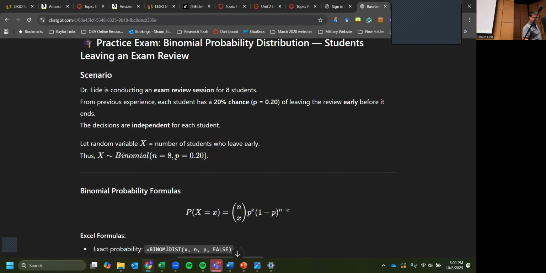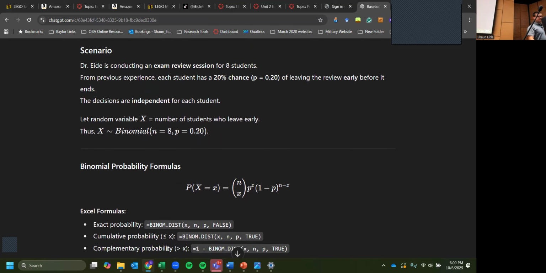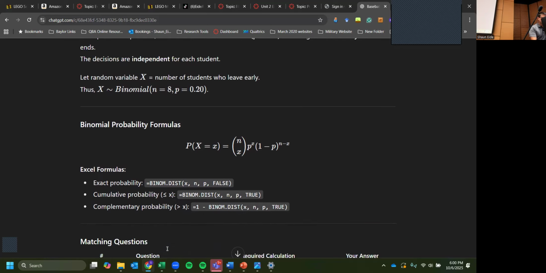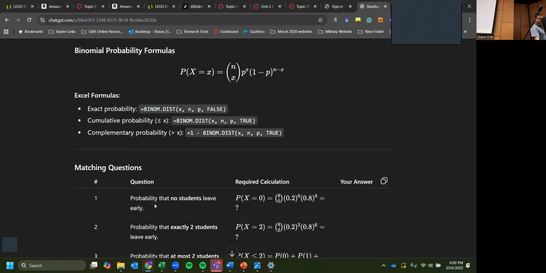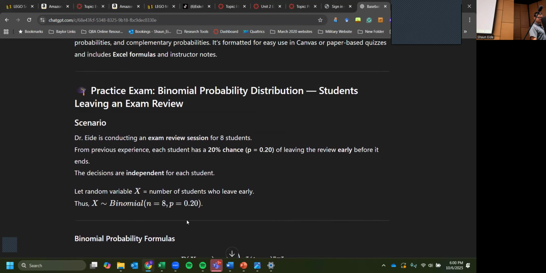Okay, so what we're determining is the probability of a certain amount of people leaving early. What's the probability that no students leave early? How do we do this? So we have a total of how many students? 8. Okay. What's considered a success? Leaving early. Okay. What's the probability that they leave early? Point two.